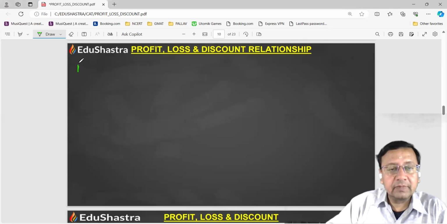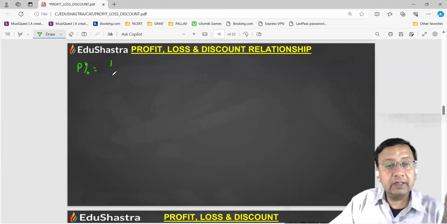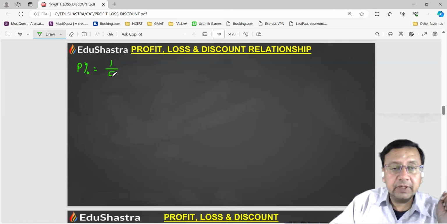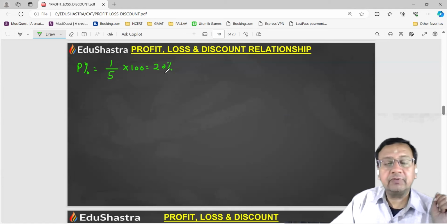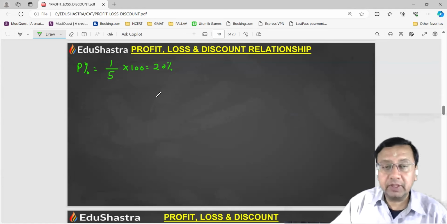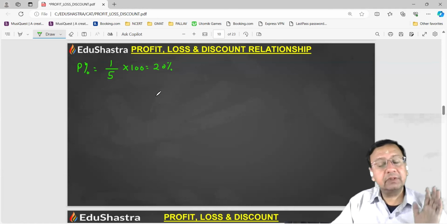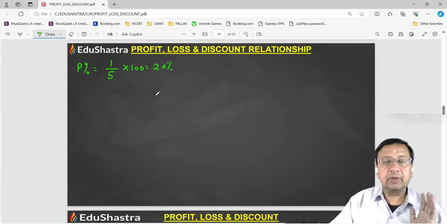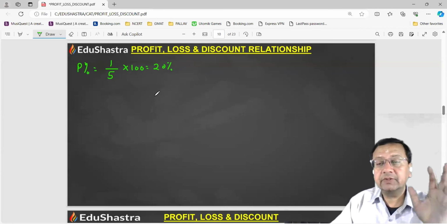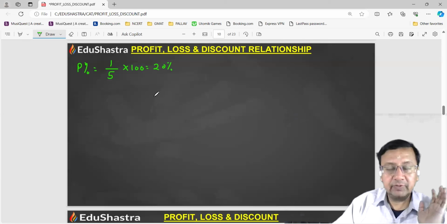See this profit percentage for impurity. He added 1 kg, added to how much? To 5 kg, right? So 1/5 into 100, and this is 20%. So 20% is the profit for adding up the impurity. Even if he claims that he is selling at cost price, still the shopkeeper is earning 20% profit, right? I suppose everyone is getting this.